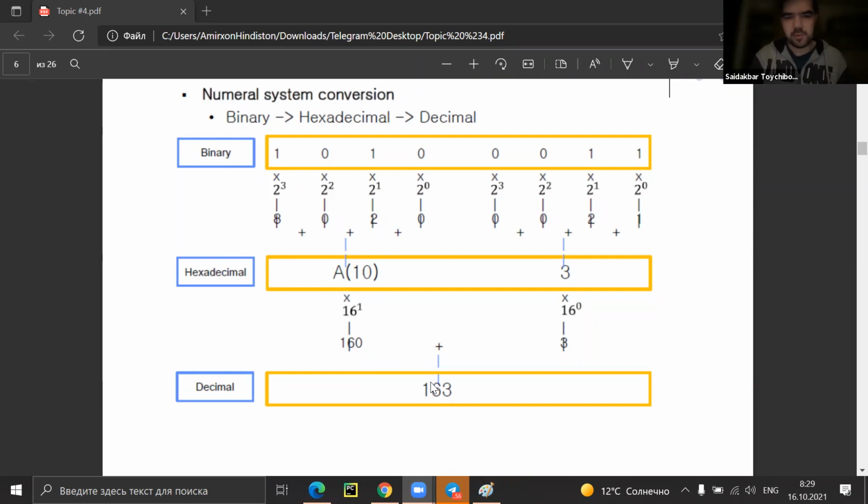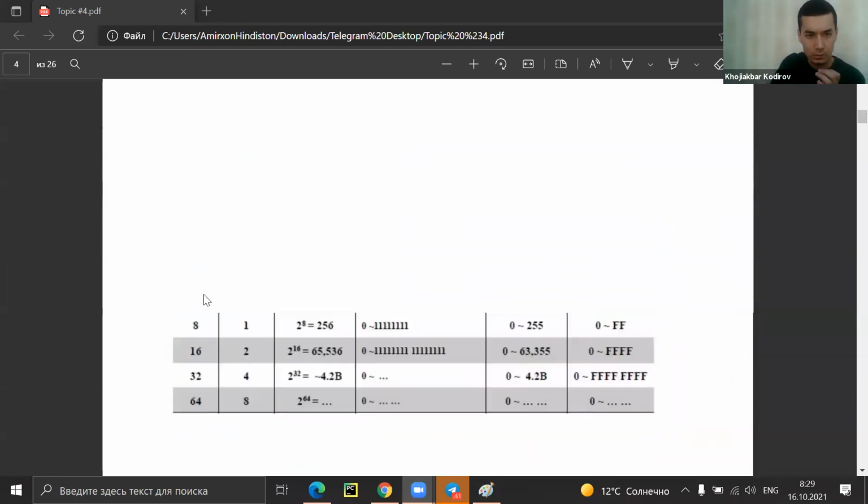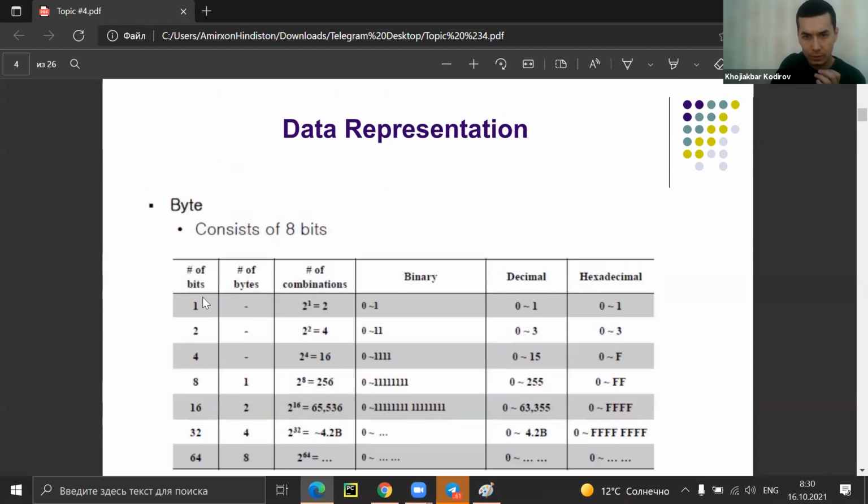Can you explain the first one? 16 multiplied by 0 and 3 times 16. You mean hexadecimal? Yes, hexadecimal. Binary ones, look guys, I'll explain here.